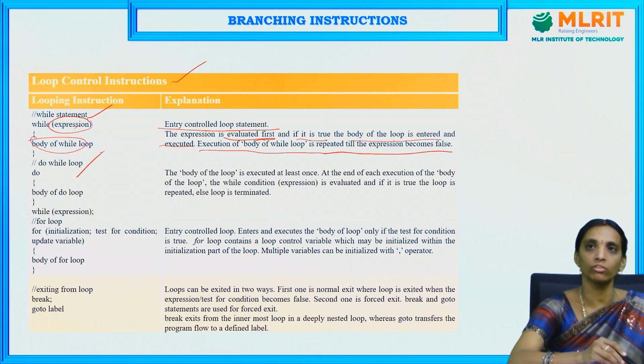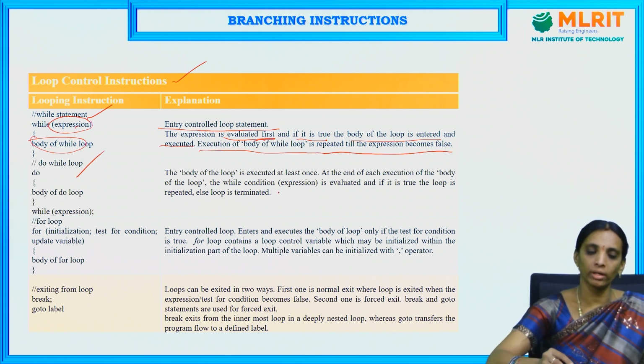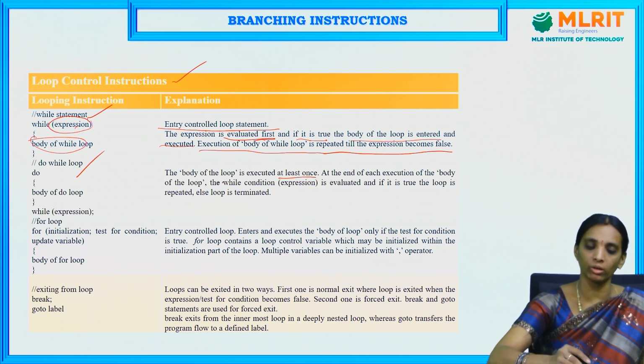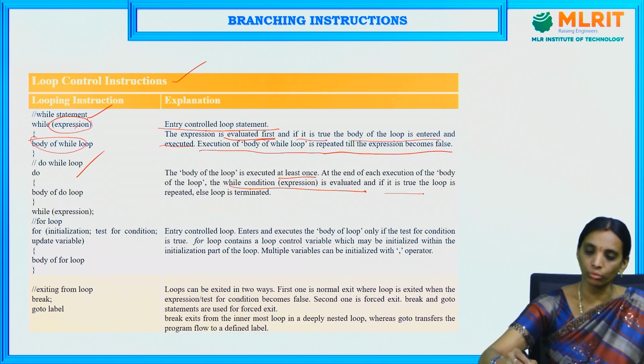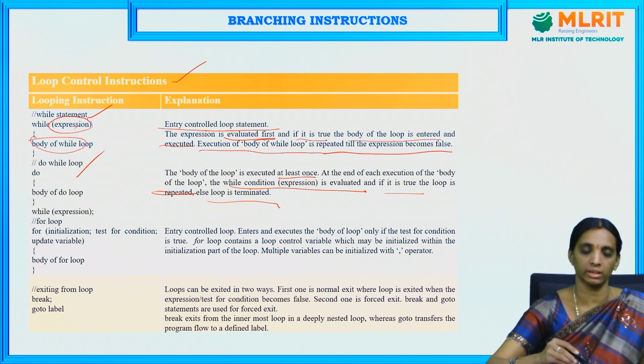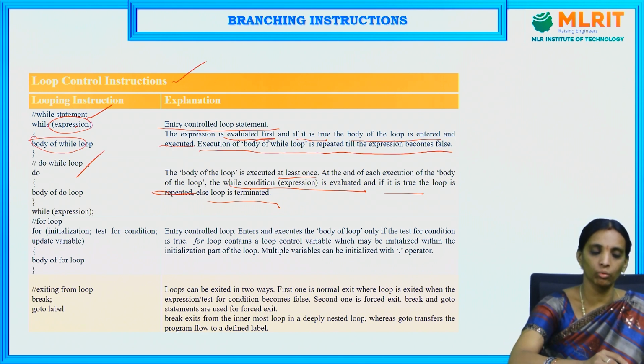And the next one is the do while loop. The body of the loop is executed at least once. At the end of each execution of the body of the loop, the while condition is evaluated, and if it is true, the loop is repeated. Else, the loop is terminated. This is the do while loop.